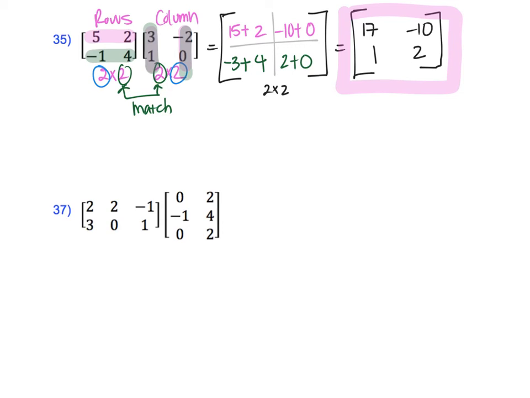And that's it. So, like I said, check the dimension. Inners need to match. Outer tells you the resulting matrix, and then you always multiply rows by columns. All right, let's do our last one here.